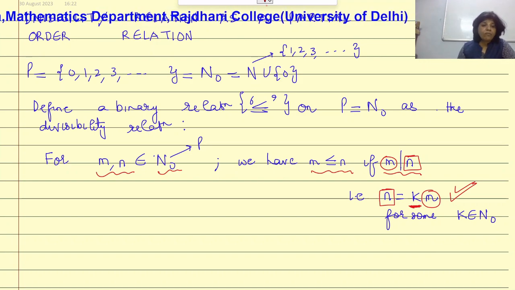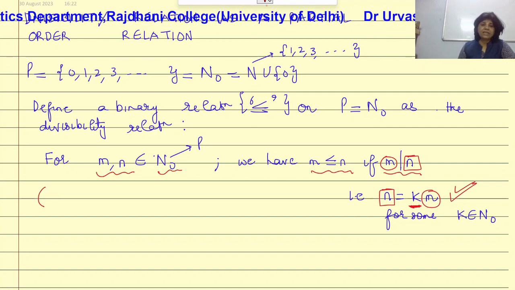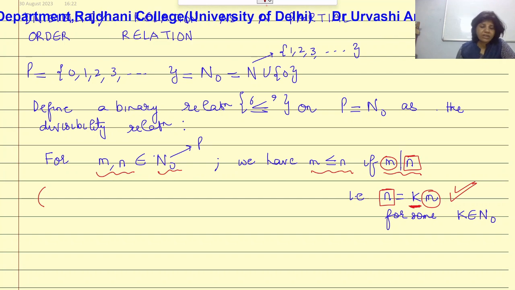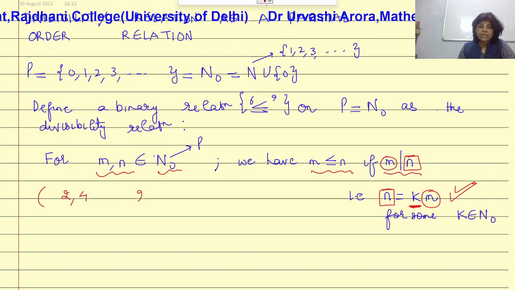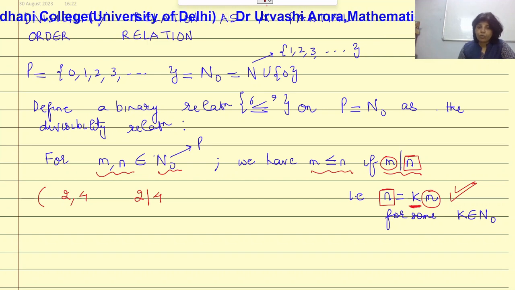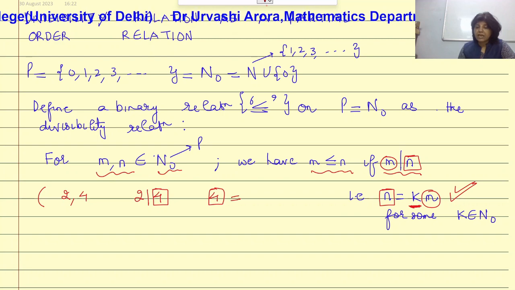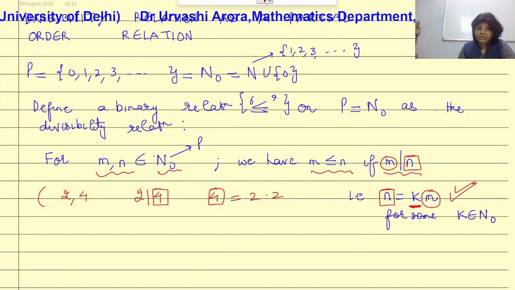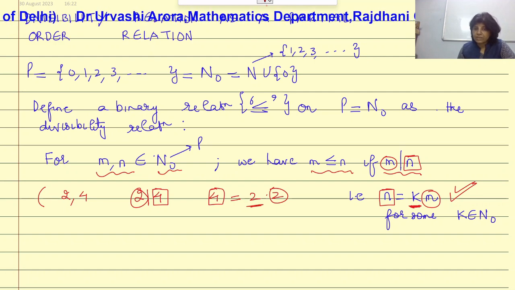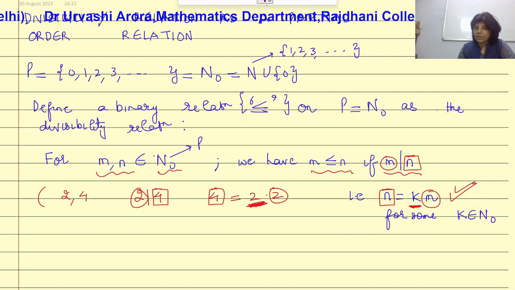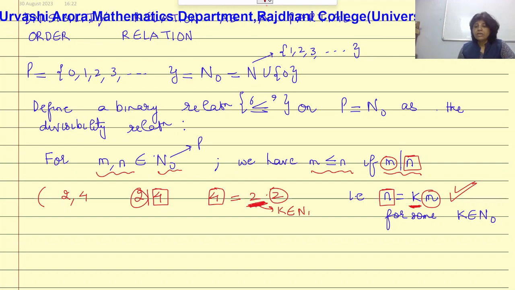With this definition of divisibility, we can pick up a few whole numbers randomly and try to find out whether one divides the other or not. If I pick up 2 and 4, both are whole numbers, and I can see that 2 divides 4. Why? Because I can write this 4, which I have enclosed in a box, as 2 into 2, so 4 equals 2 into 2. This something which I am underlining plays the role of k, and it comes from the set of whole numbers.